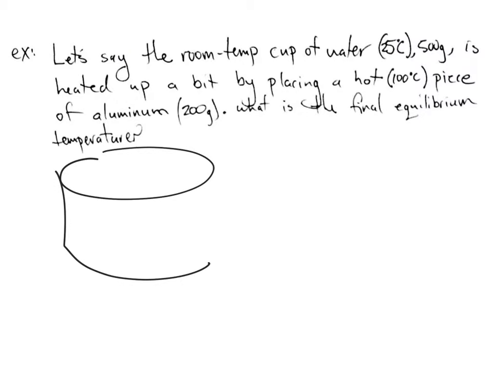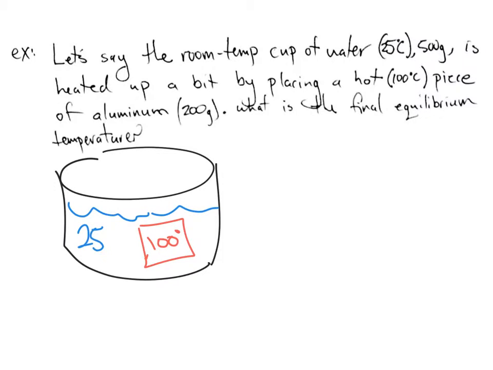We have water. We have some aluminum. So this is the aluminum. It is at 100 degrees Celsius. And the water is at 25 degrees Celsius. And we have 100 grams of aluminum, and we have 500 grams of water. So specific heat of aluminum, 908. We had 8 something. This says 900.